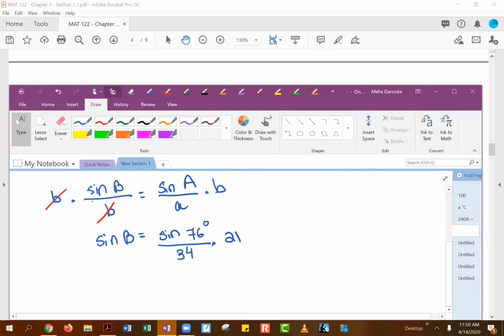Because if you just do the right-hand side, sine of 76 degrees divided by 34 times 21, you should get... that's why. Okay. I see why you did it wrong. Oh, okay. Thank you.